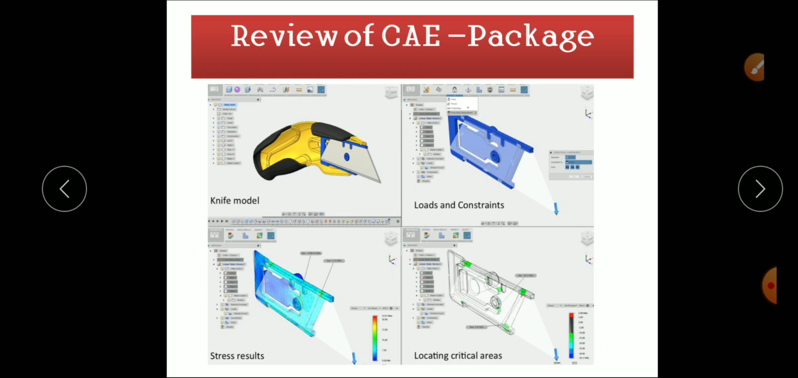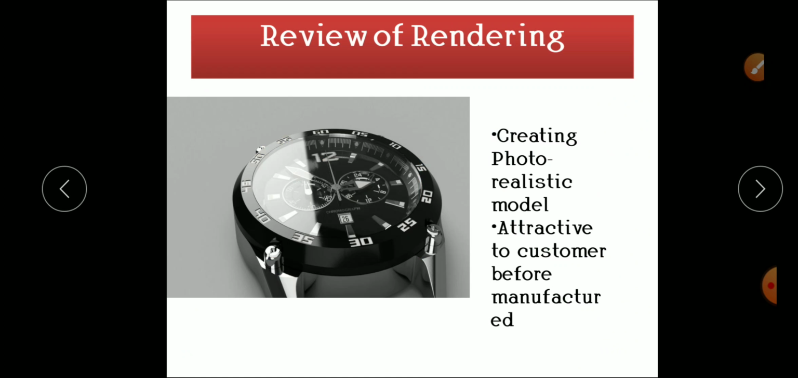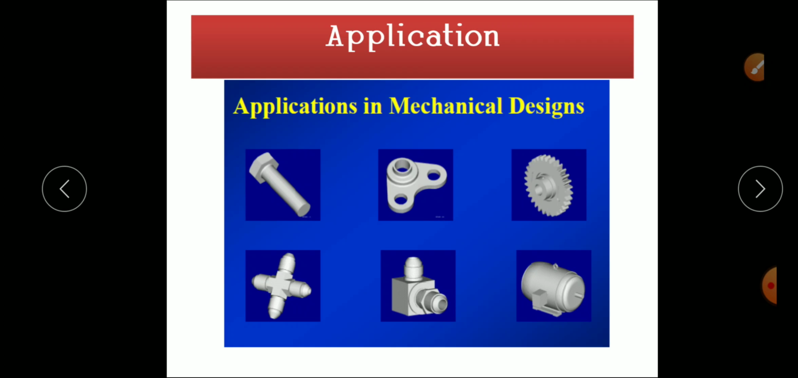So this is a glimpse shown for computer aided engineering. We can simulate and analyze by using the CAE package. Review of rendering: creating a photo-realistic model attractive to the customer before manufacturing. This glimpse shows the watch rendering.